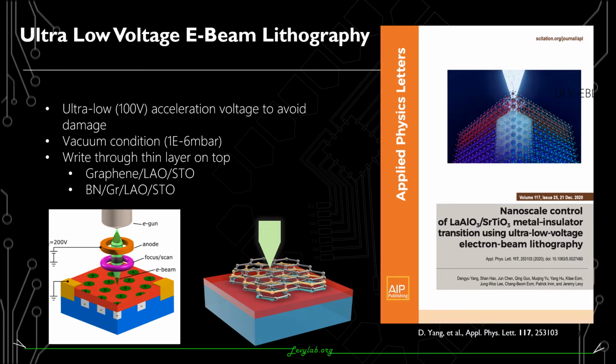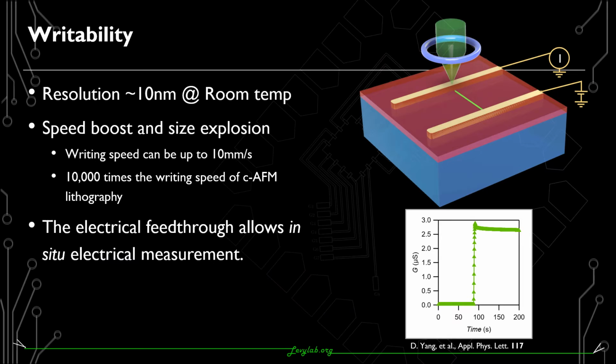We can also write through thin van der Waals layers like graphene, boron nitride, etc. We can reach a resolution of up to 10 nanometers at room temperature using this technique, and it is also much faster than the previously used technique of Conductive AFM lithography. We have electrical feedthroughs that allow us to measure the electrical properties and see the conductance jumps without breaking the vacuum.